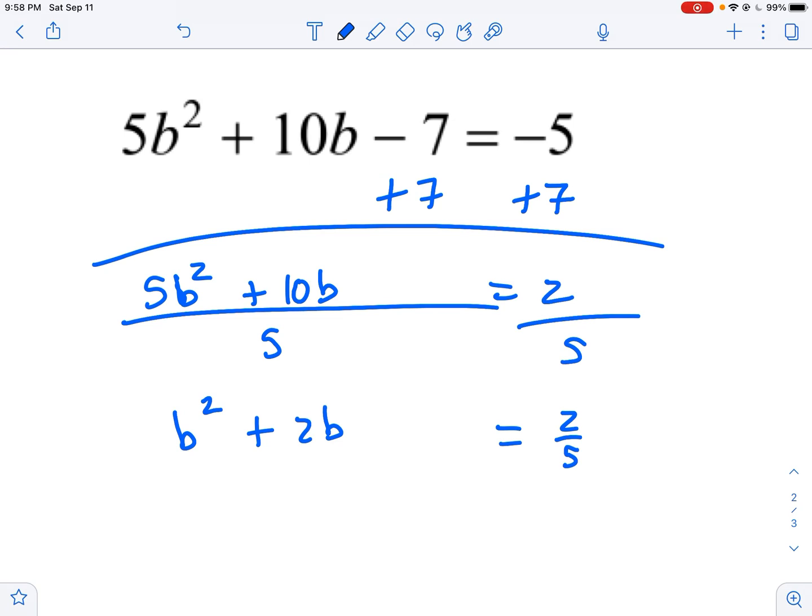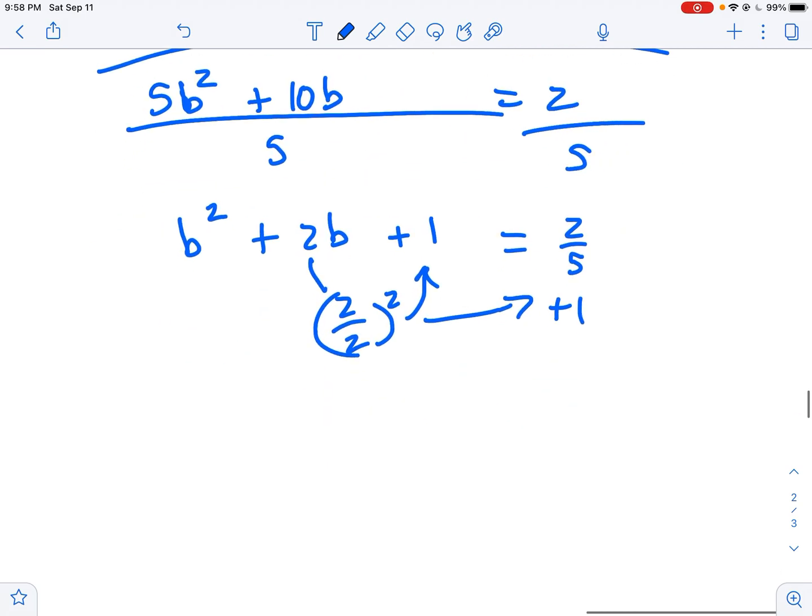But now I can do my completing the square part. I'm going to take this 2, cut it in half, square it. 2 cut in half is 1. And when you square 1, you get 1. And I'm going to add it over here too. Add 1. And now I'm just going to rewrite this as a binomial squared. It's b plus 1 squared. On the right side, we're looking at 7/5. And you can test that on the calculator if you want, but I'm feeling pretty confident about it.